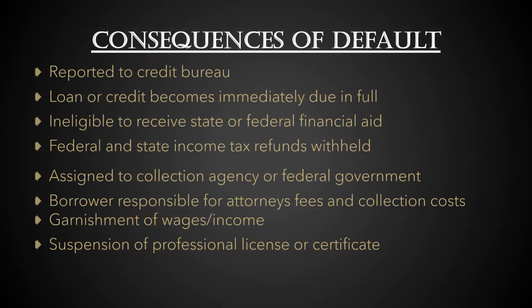So consequences of defaulting on a student loan, and sometimes this ties into other forms of credit as well. You will be reported to the credit bureau as having a negative result on your credit report. They can determine that you can no longer make monthly payments and demand that you pay the full amount immediately. It could deem you ineligible to receive future state and federal student aid if you're planning to continue your education. They could take your federal and state income tax refunds. You can be assigned to a collection agency or a federal government agency.